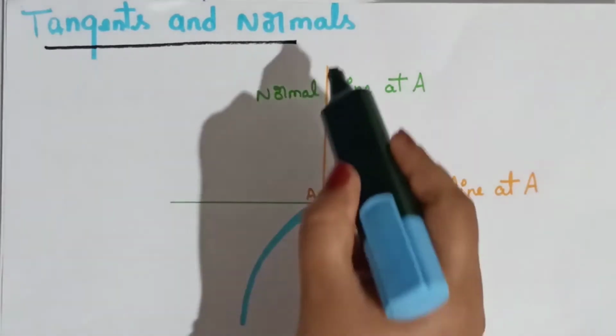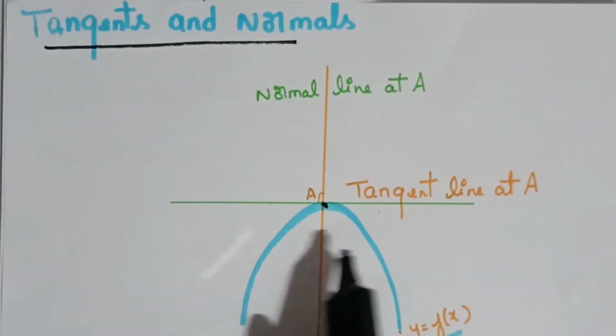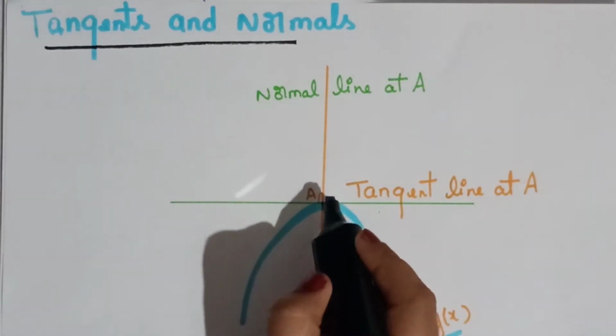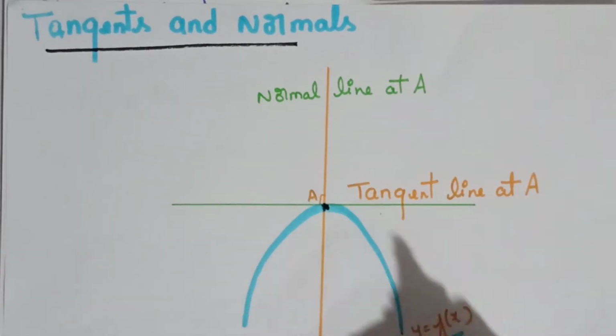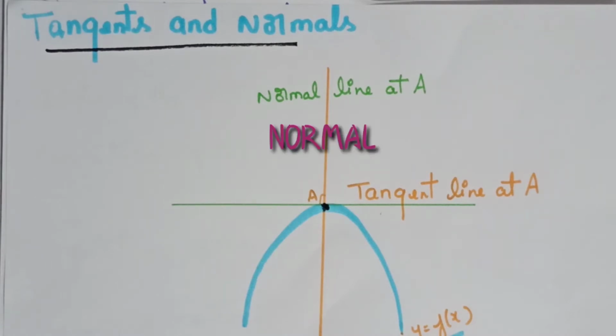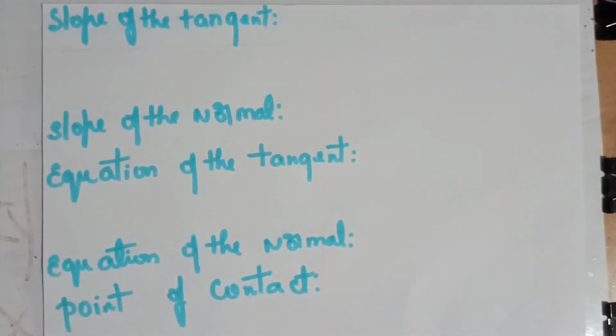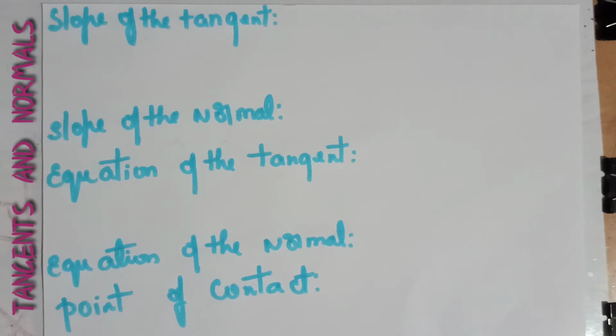Then a line which is perpendicular to the tangent and passing through the point of contact. So here A will be the point of contact. Then we call it the normal line at A. Discussing a few questions on the topic: slope of the tangent, slope of the normal, equation of the tangent, equation of the normal and point of contact.